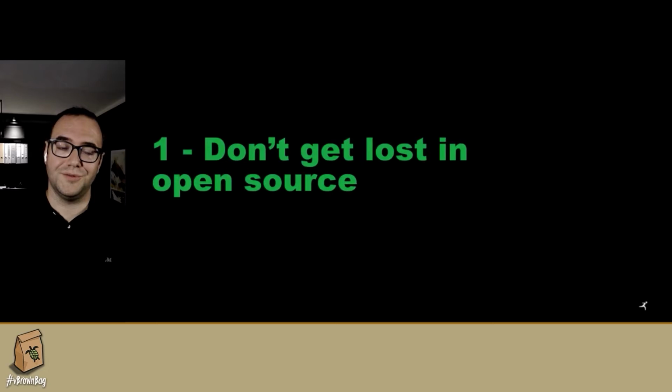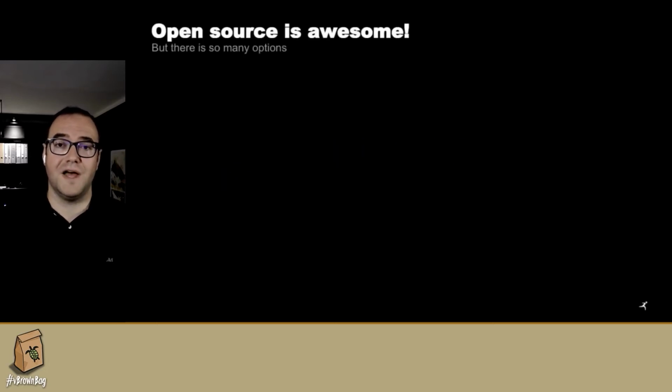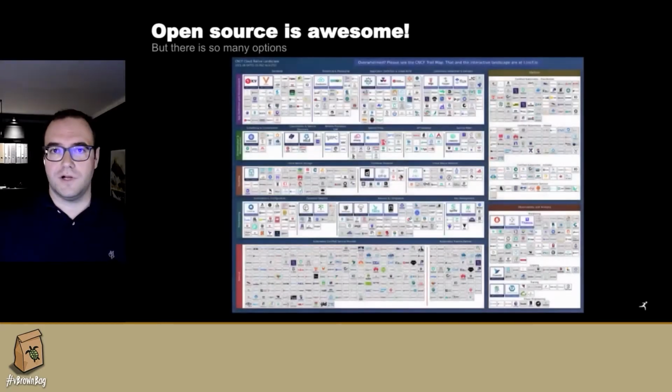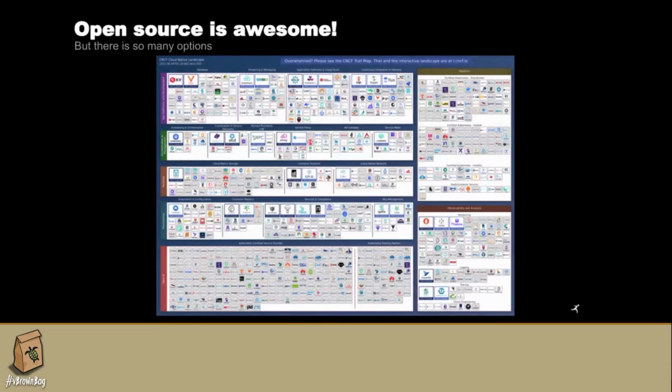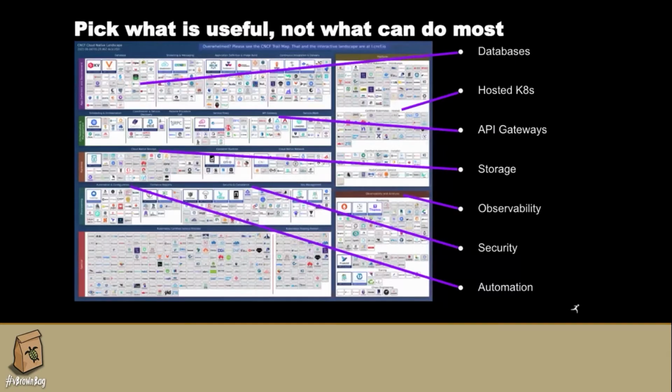Number one, don't get lost in open source. And this is a very easy one. I love open source. It is awesome. There are tons of tools, hundreds of tools. But this is on the other side also a big problem. If you're looking at the Cloud Native Computing Foundation landscape about open source, it maybe covers around 30% of what's available on the market. And it actually provides somehow, maybe, an answer to all of the questions.